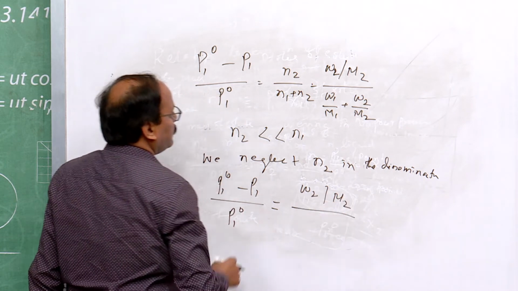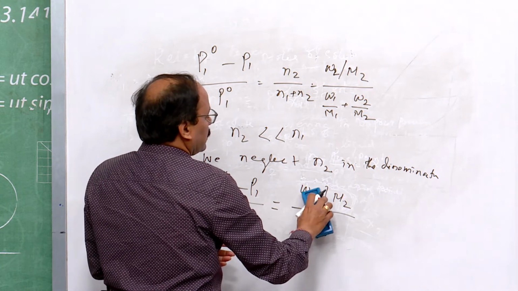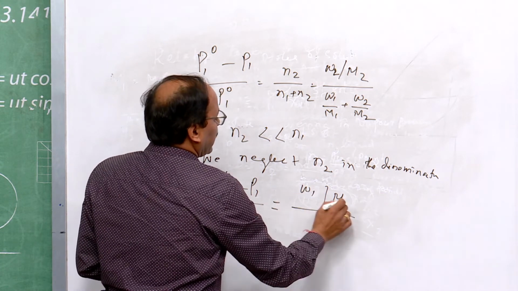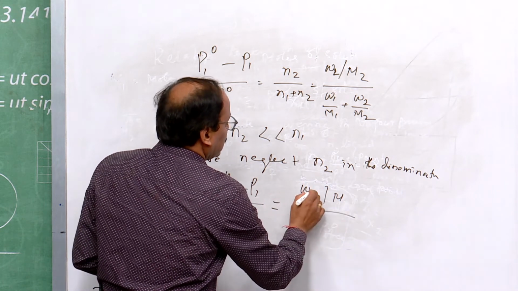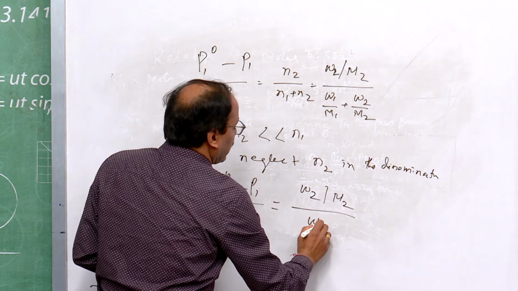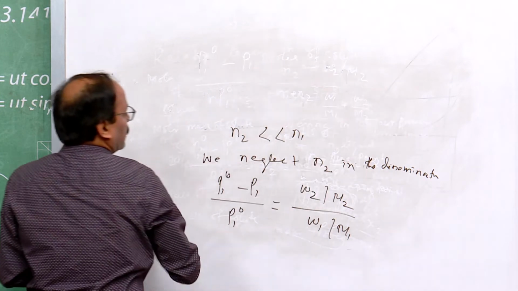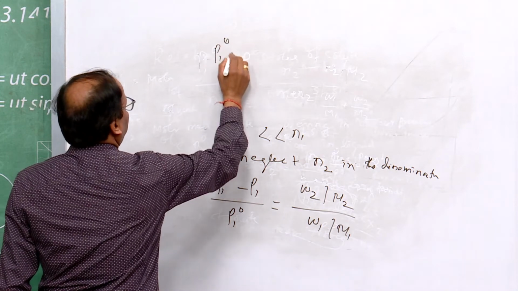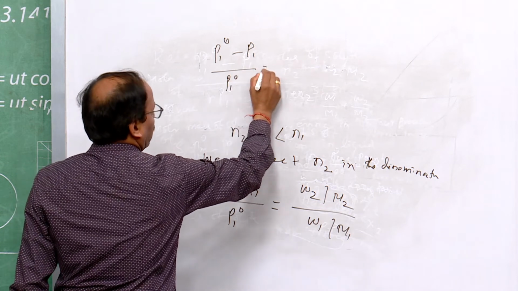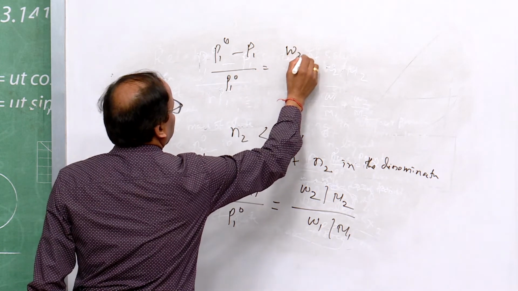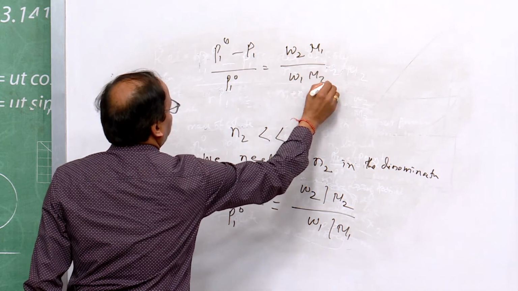divided by (W1/M1). So, if we arrange this one, (P1° − P1)/P1° will be equal to (W2 × M1)/(W1 × M2).